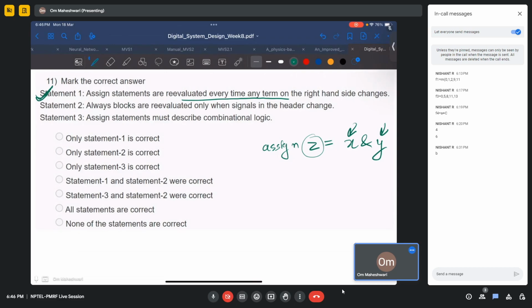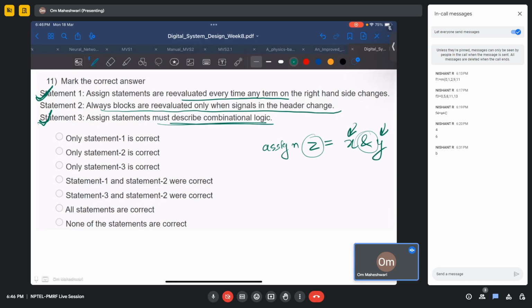The third one means that it must describe some combinational logic. Yes, with assign you have to give some combinational logic. And this is also correct. Always blocks are reevaluated only when signals in the header change.